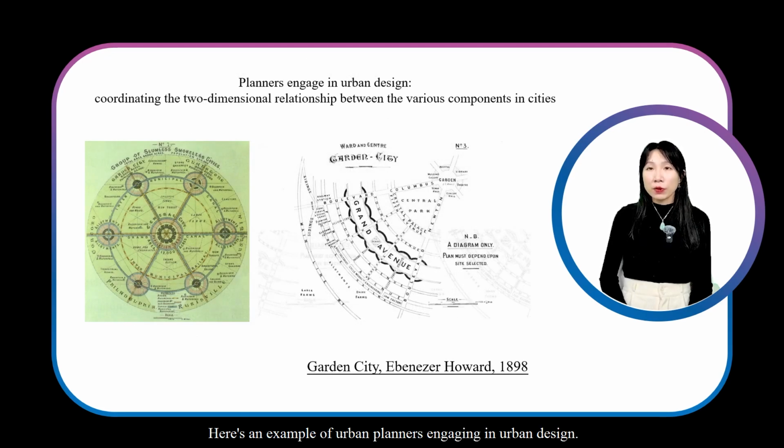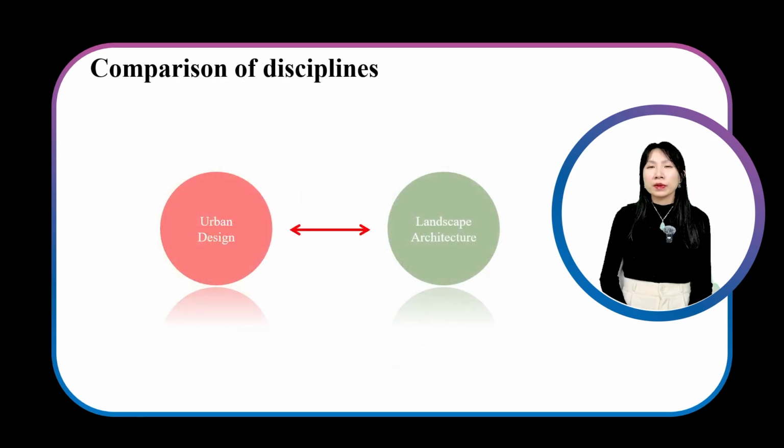Here is an example of urban planners engaging in urban design. This is the famous Garden City proposal by Howard in 1898. It can be seen that planners tend to understand and design in two-dimensional relationships between the various components in cities.